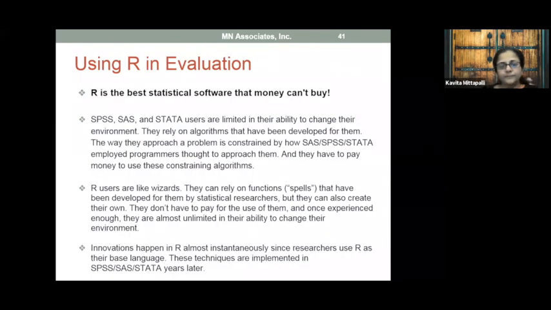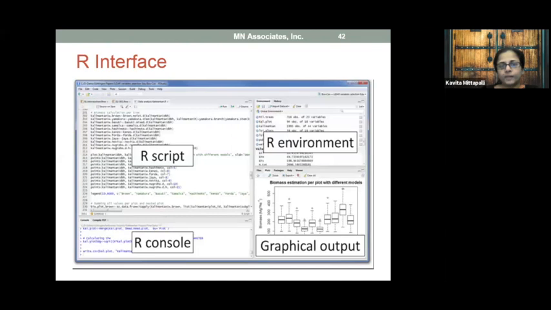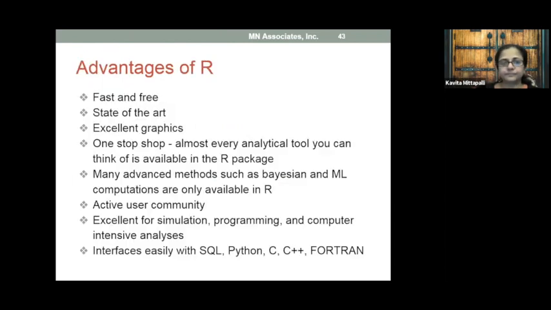This is R. This is how the R interface looks. Again, it's a free tool, but there is a learning curve, because if you haven't done coding or haven't used SAS, then it becomes a little difficult because you're learning everything from scratch. There are some advantages.